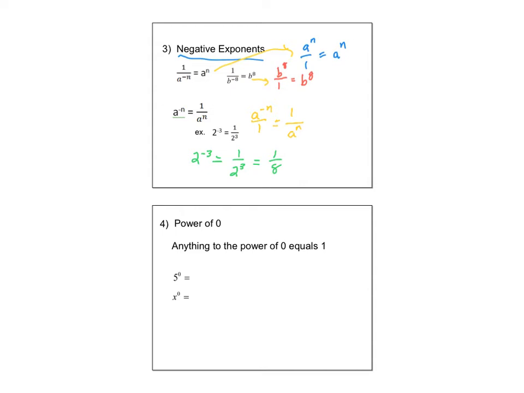So our next rule for simplifying exponents, or monomials here, is if you've got a power of 0, anything to the power of 0 equals 1. So 5 to the 0 is 1. What is x to the 0? It is also 1.